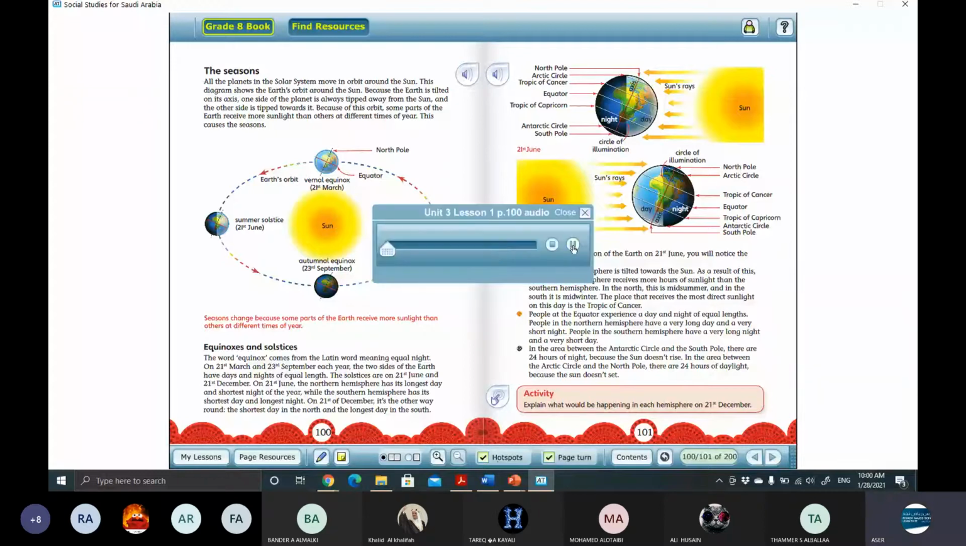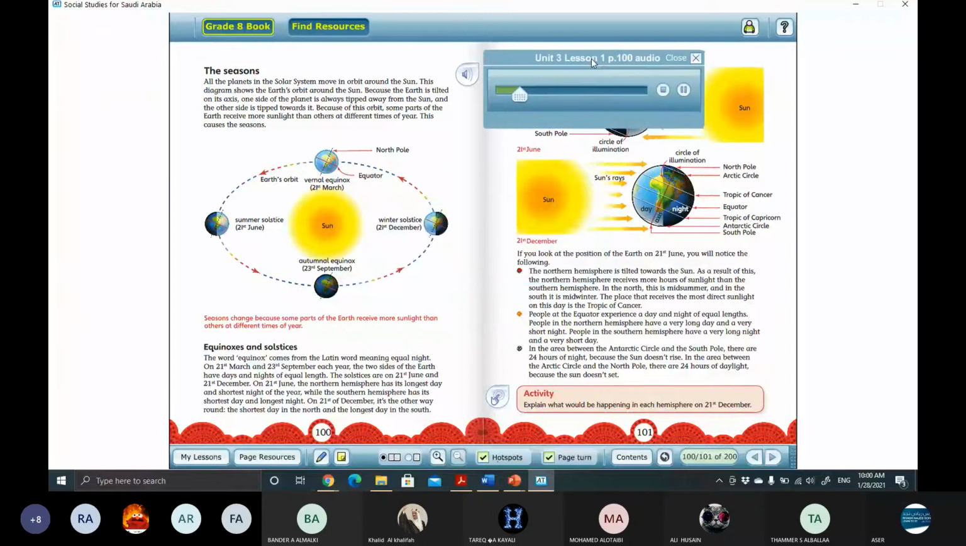The seasons. All the planets in the solar system move in orbit around the Sun. This diagram shows the Earth's orbit around the Sun. Because the Earth is tilted on its axis, one side of the planet is always tipped away from the Sun, and the other side is tipped towards it. Because of this orbit, some parts of the Earth receive more sunlight than others at different times of year. This causes the seasons.